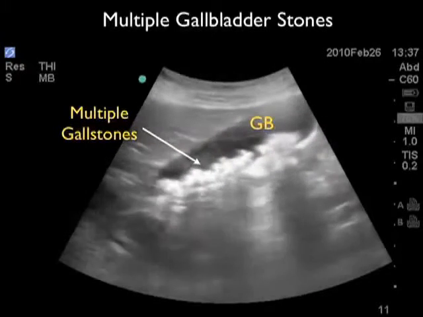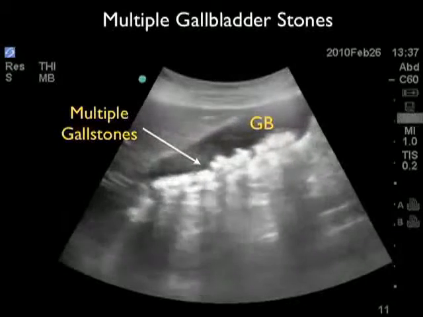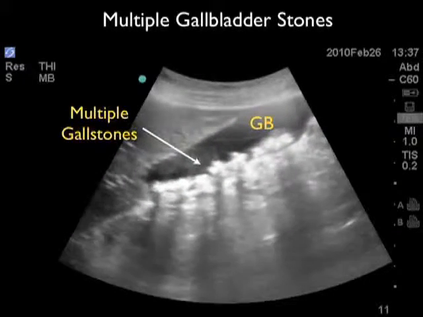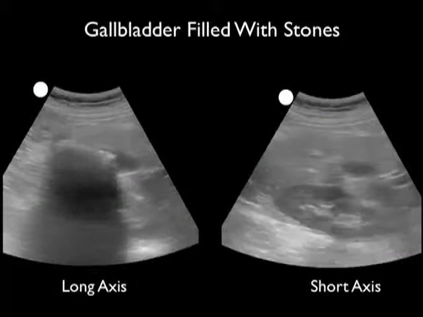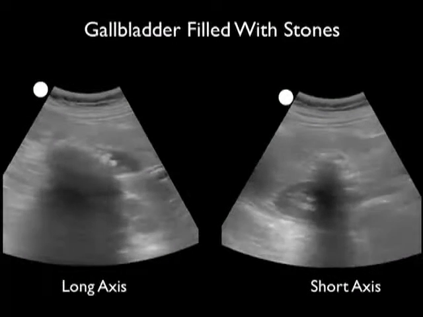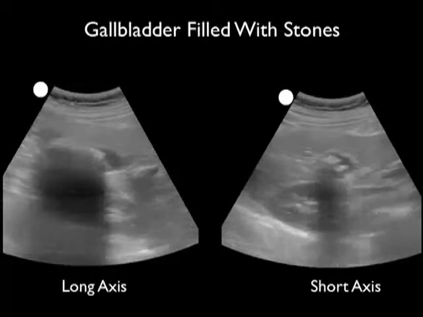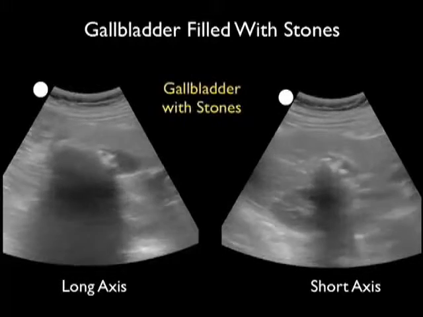And we can see also the posterior acoustic shadowing as we scan back and forth through the gallstones. So, multiple gallstones within a distended gallbladder. A sonographic finding that can be seen with a gallbladder that's completely filled with stones and in a contracted state is the wall echo sign.